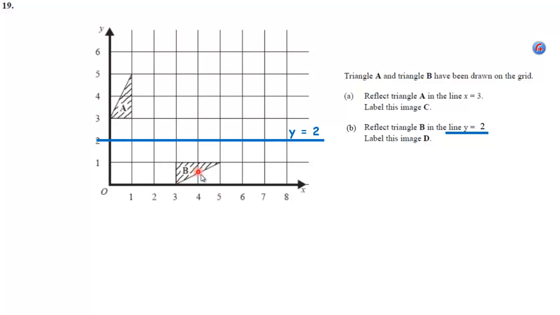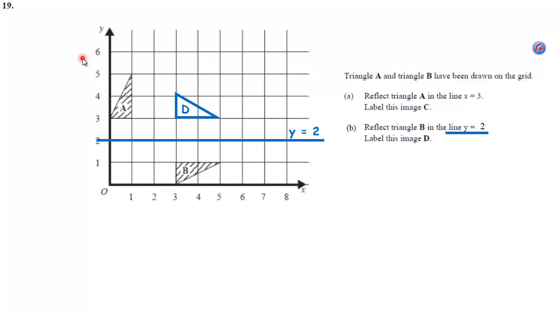All right, now I need to reflect triangle B on that line. Keep on going back to the question. Read the question. Make sure you answer exactly what they want. So there's B, and B is 1 square below the mirror line y equals 2, so it needs to be 1 square above it and flipped over. And it's going to look something like that. Make sure you use a ruler and pencil when you're drawing these and label it as they say. So answer the question.